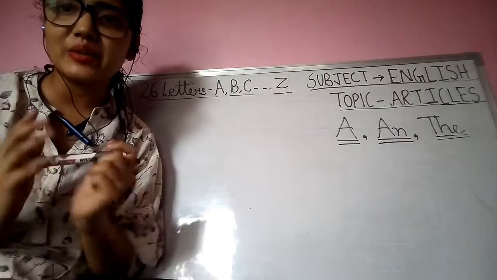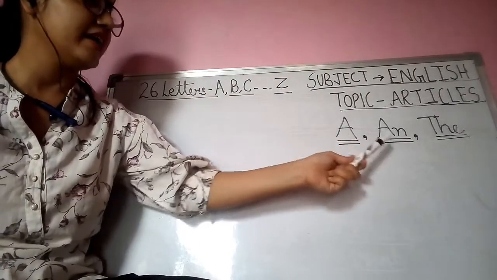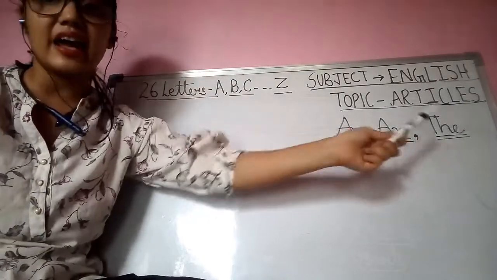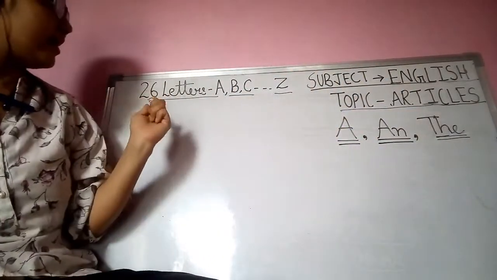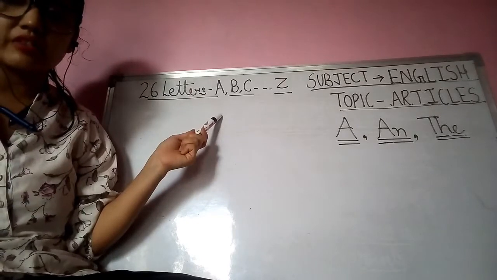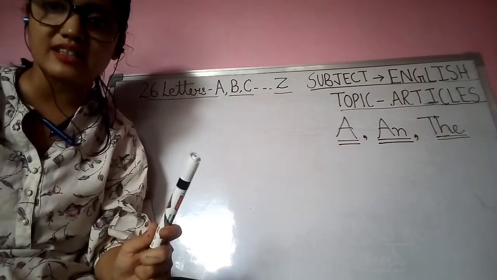Hello students, in today's English class, we will learn the use of a and the. A and the are called articles. We know that there are 26 letters in the English alphabet. They are A, B, C till Z. Till Z we have 26 letters.